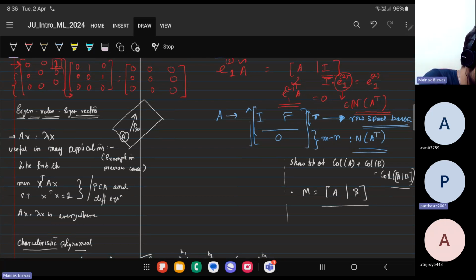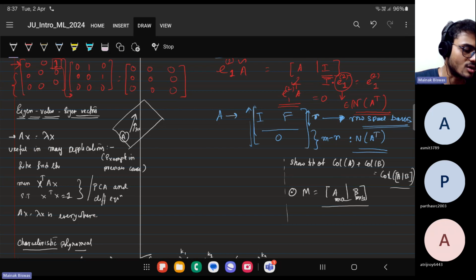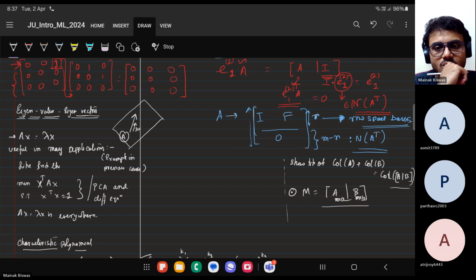What is the only condition that must hold? The number of rows of B must be equal to that of A. It should be N cross M for B, right? It can be anything, but the number of rows must be equal. Now you are told to show that the column space of A plus column space of B is equal to the column space of A augmented with B. So how do I show that?